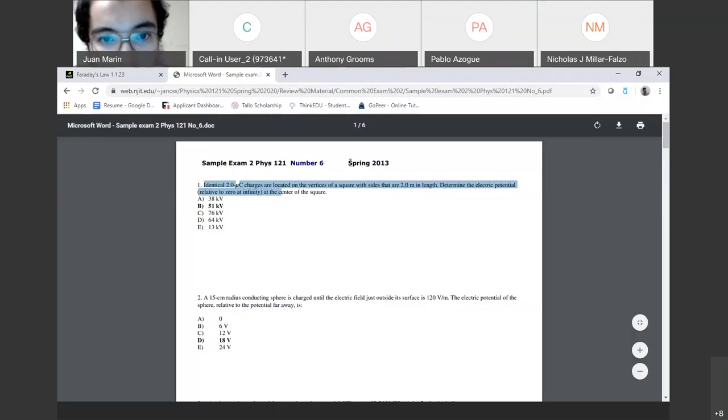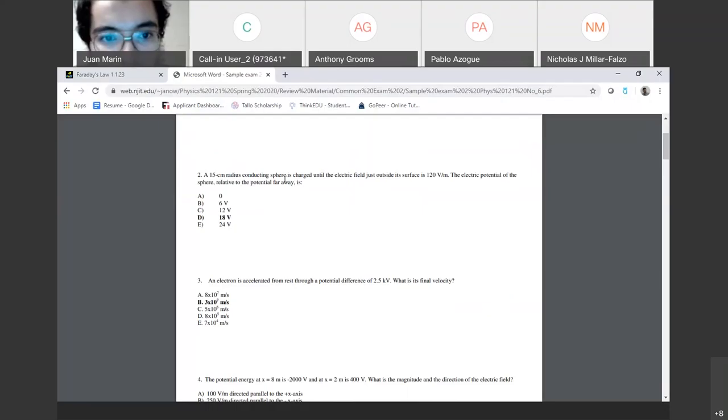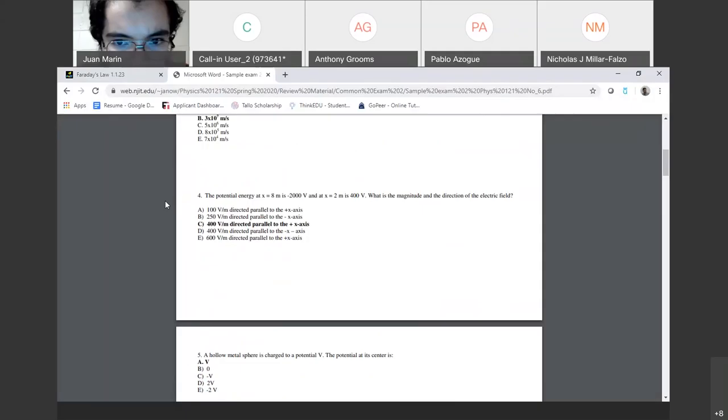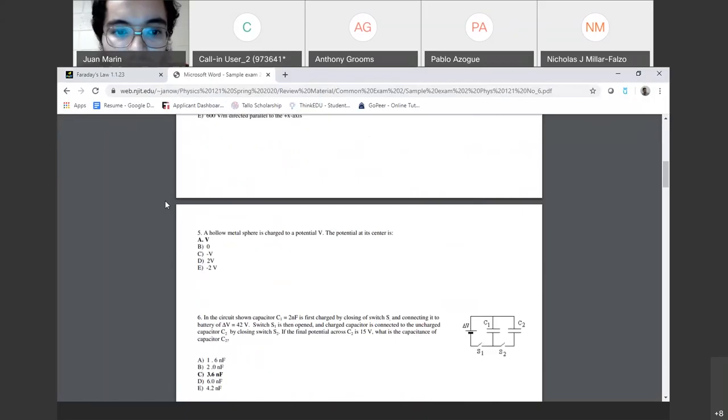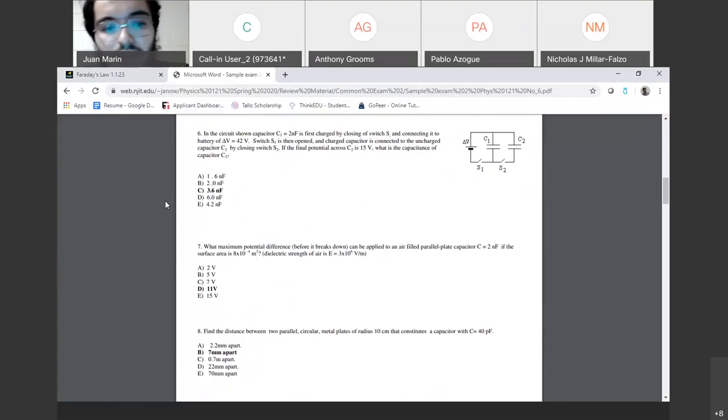Two identical two microcoulomb charges are located at the vertices of a square. Okay, so this is asking you to determine electric potential, right? This is relevant, so you should try question 1 for spring 13. You have two charges, determine electric potential, very good. And then for 2, a 15 centimeter radius conducting sphere is charged, and the electric field just outside is 120 volts. The electric potential of the sphere relative to the potential far away is... yeah, you should try this one as well. Anything that has to do with potential difference due to charged particles, or any charged objects, conducting spheres, non-conducting spheres, that's good.